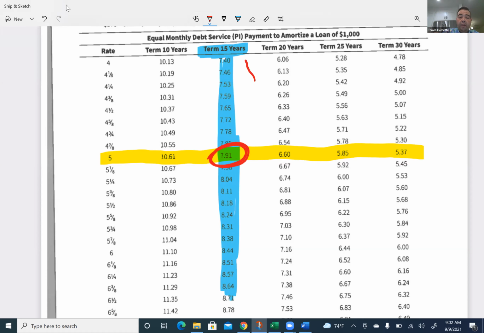So here you go again. It's a 15-year loan at 5% interest. And this 7.91 is going to be the monthly payment. Well, it's actually $7.91 because payments are in dollars and cents. So it's $7.91. And notice it tells you right here on the chart, for a loan in the amount of $1,000. Every single one of these numbers is a monthly payment for a loan of exactly $1,000.